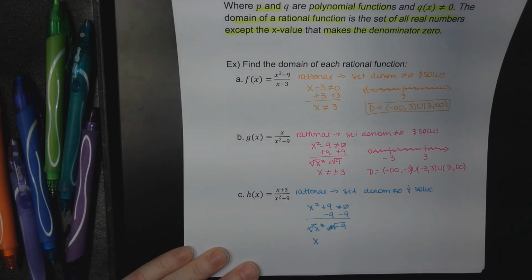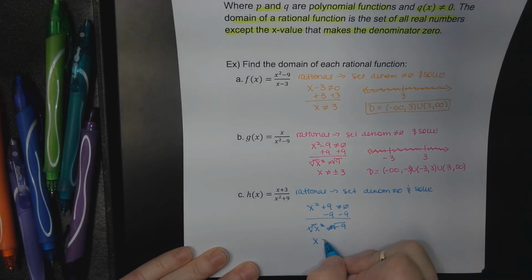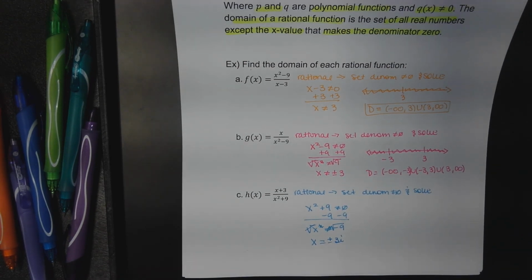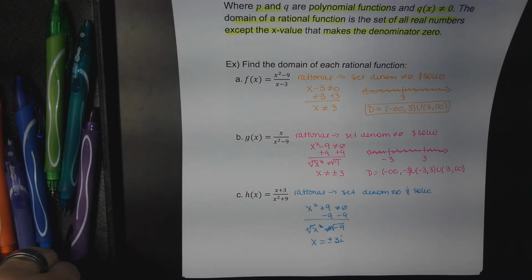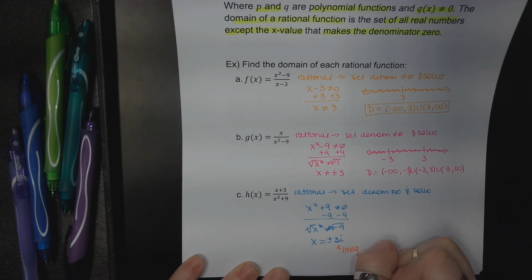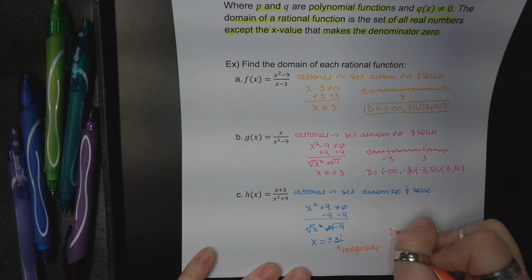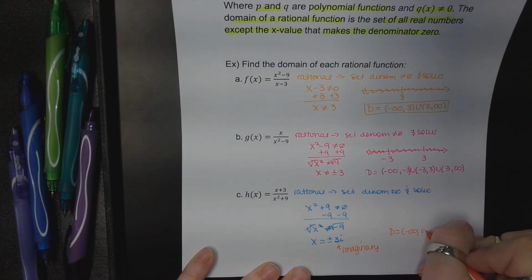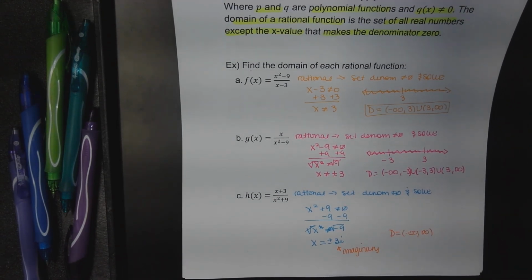Oh, I forgot my plus minus. Okay. X equals plus minus 3i. Right? Because you can't have a negative under an even root. Remember? So this automatically throws us into the imaginary. So that doesn't affect us, so our domain still equals negative infinity to positive infinity. Because it's not in our real realm, we're good. Okay.